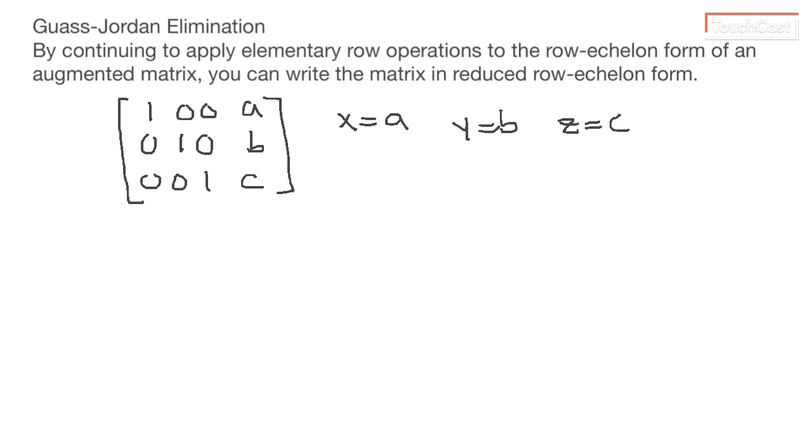That's really all you need to know about putting it into reduced row echelon form, or Gauss-Jordan elimination, which is named after, again, Carl Friedrich Gauss, that we talked about with the Gauss elimination, but also Wilhelm Jordan, both German mathematicians. So now let's look at an example.